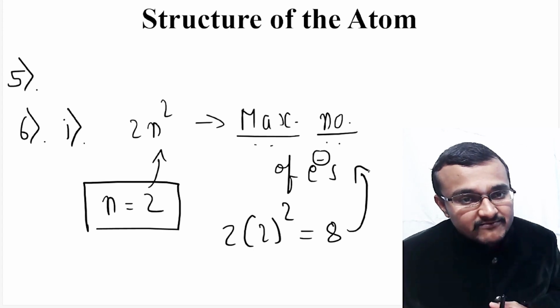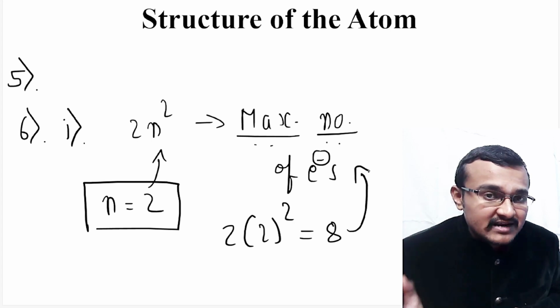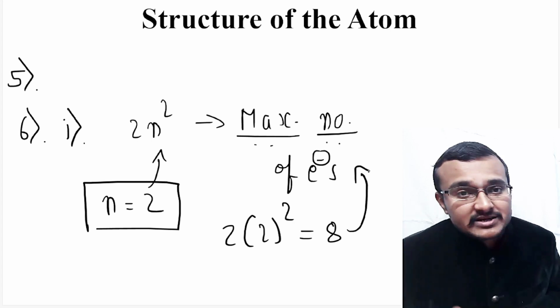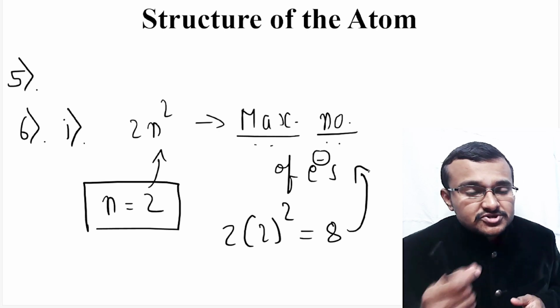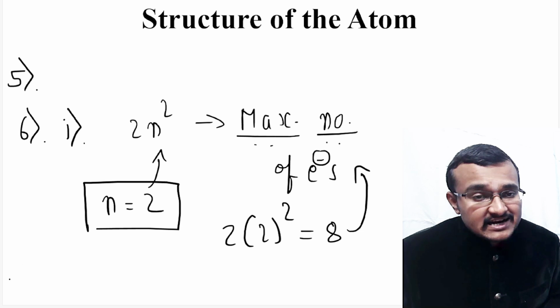So you'll get the maximum number of electrons. Only those maximum number of electrons are allowed in that particular orbit. That is, 2n square is the maximum number of electrons allowed in a particular orbit. So this is the first rule of electronic configuration.